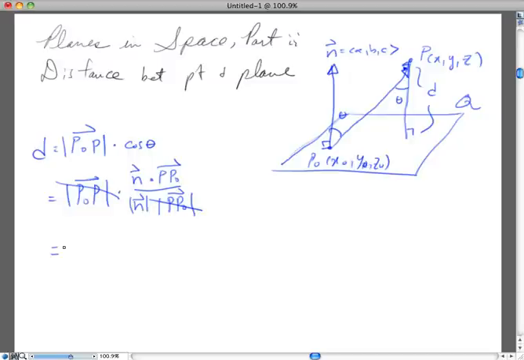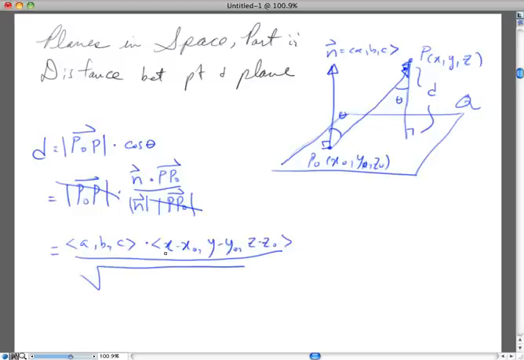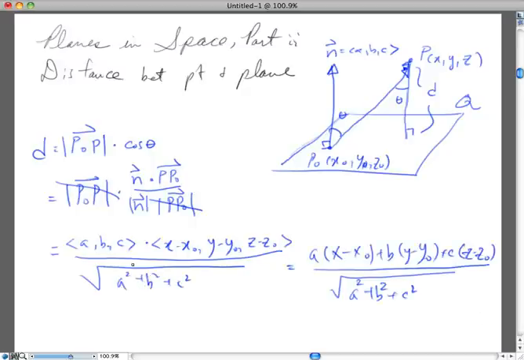So the n is defined to be ABC, dot product. Normally I'll be very careful about which one I subtract first, but because I'm going to be taking the absolute value, I don't really care at this point. So that'll be, I just like to have the x first, x minus x naught, y minus y naught, z minus z naught, divided by the magnitude of the n vector, which is the square root of a squared plus b squared plus c squared. Okay, so I just applied the dot product, and it yields that.